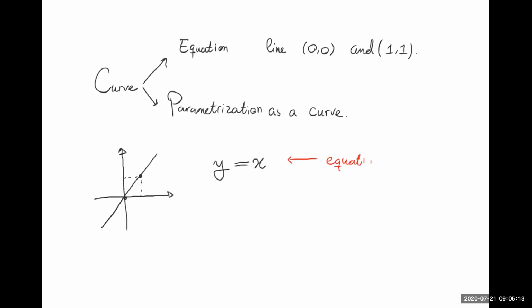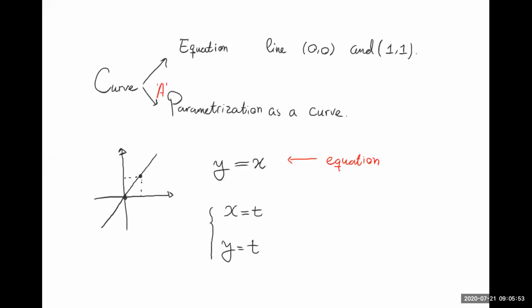There is no time t. We don't know where a particle which would walk along this line might be at time t. A parametrization is a way of saying where a particle would be at each time t. Okay, so here, for example, I can write down x equals t and y equals t. Both of them are equal to t.